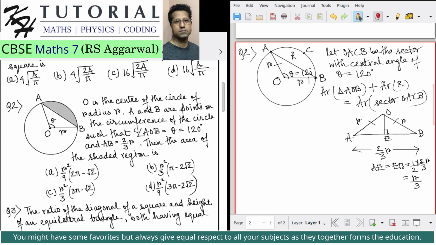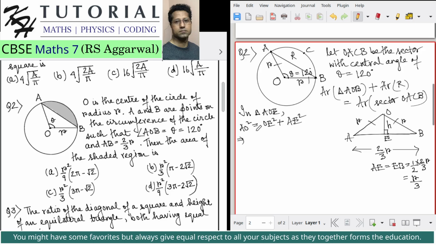Now I need OE. In this triangle OAB, OE is the height corresponding to the base AB. If I can find height H, then I can find the area of this triangle OAB using the formula half base into height. So how can we find the length of OE, that is height? We can find it using the Pythagoras theorem. In triangle AOE, we will have AO square is equal to OE square plus AE square.